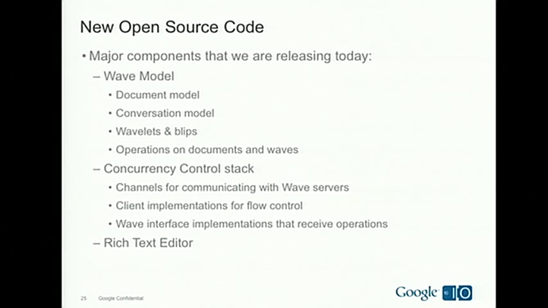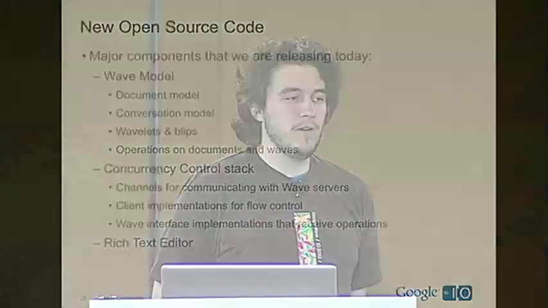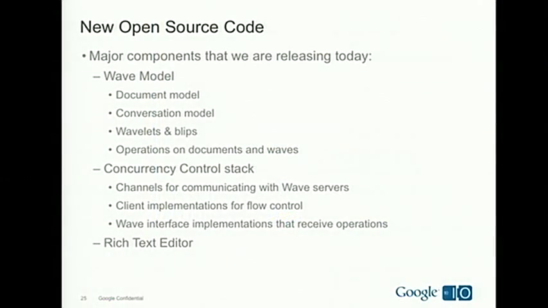Now this, in addition to having channels that communicate with the actual Wave servers, also has a client implementation for flow controls. This is a component that restricts the number of operations you can send. It also allows incoming operations to be transformed against outgoing operations so that everything stays in sync. And it also implements Wave interfaces to help you actually interface with our Wave server for Fed 1. And finally, the rich text editor, which I won't be talking too much about today.